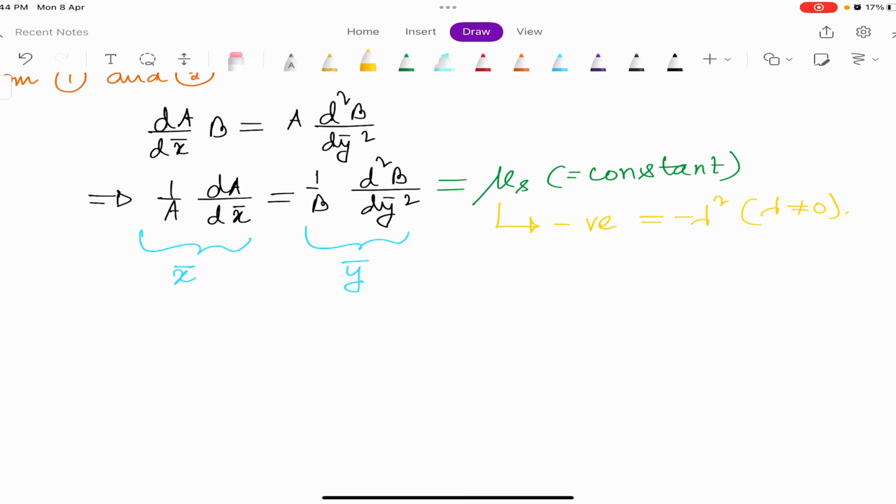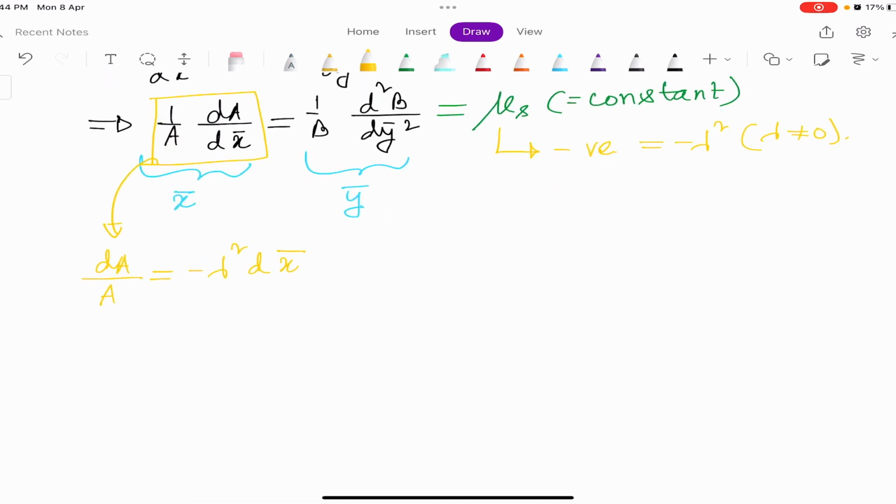So then first let us solve for this part, that is the A part. What will this A part give? This will give dA by A equal to minus lambda square dx bar, right? So then A will be equal to some C e to the power minus lambda square x bar. C is the constant of integration, and let me number this as 6.